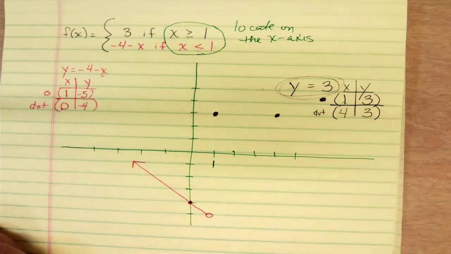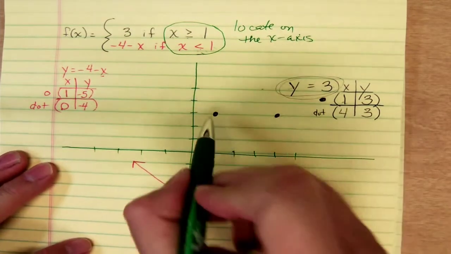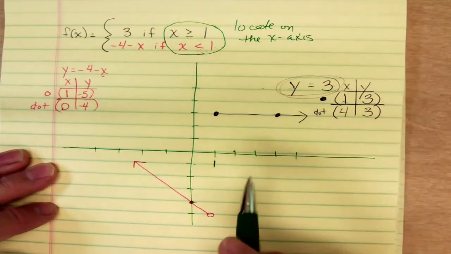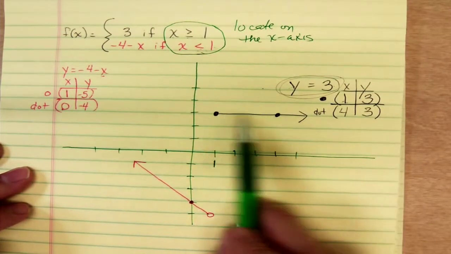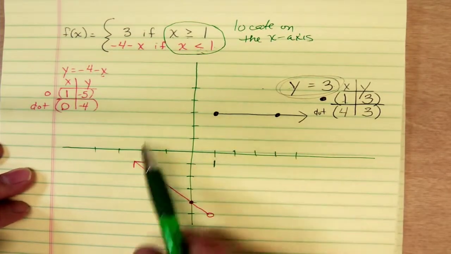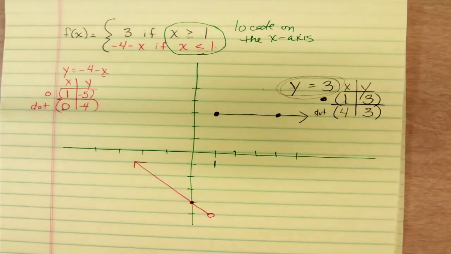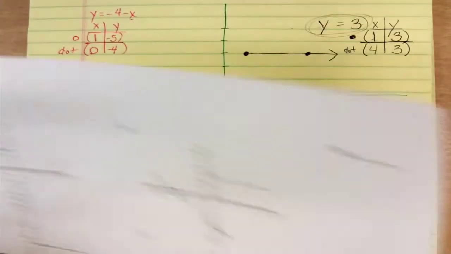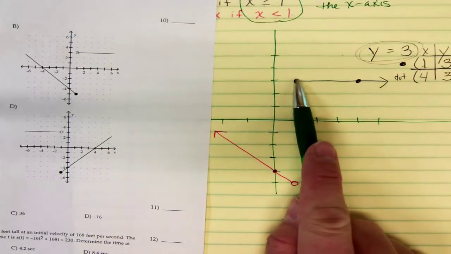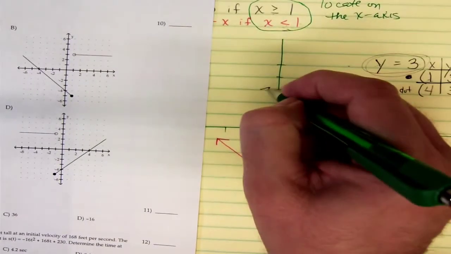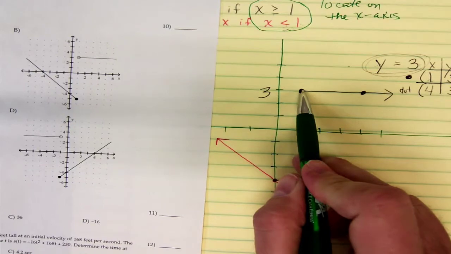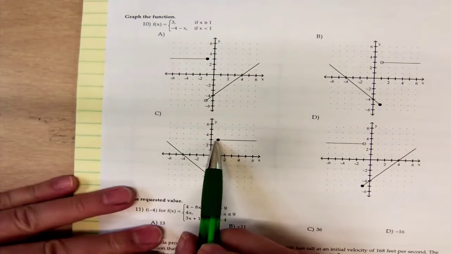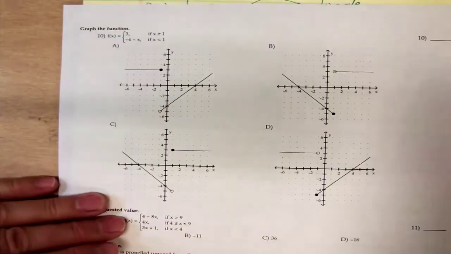When I connect those, I keep drawing it out to the right. And you might recall we said that the graph of a constant function is a horizontal line. So looking at our answer choices, it should have a horizontal line at 3 with a closed circle going to the right. Well, the only one that looks like that is answer choice C.